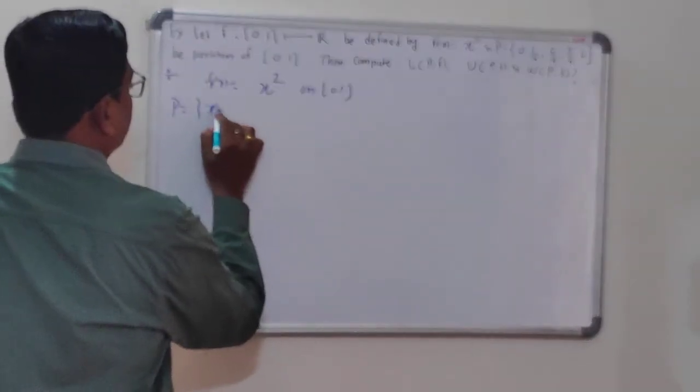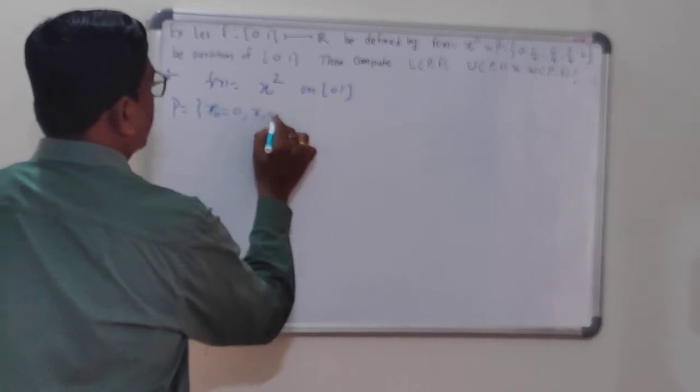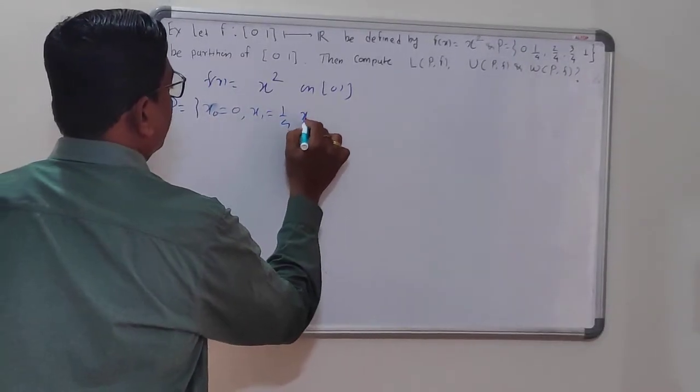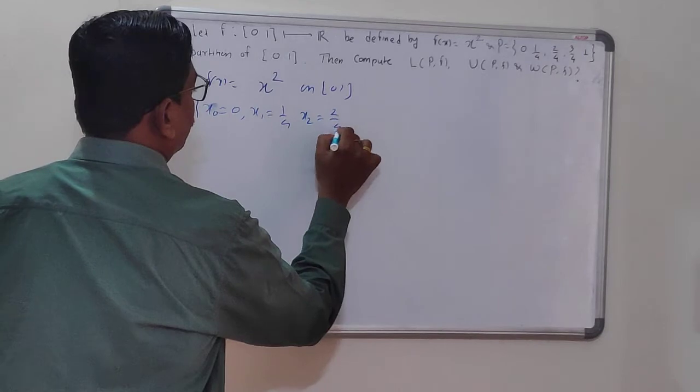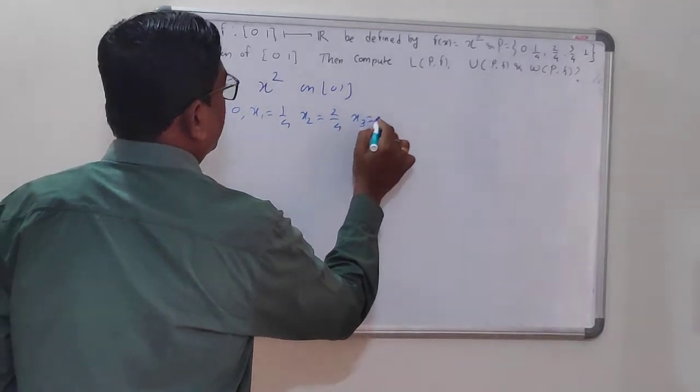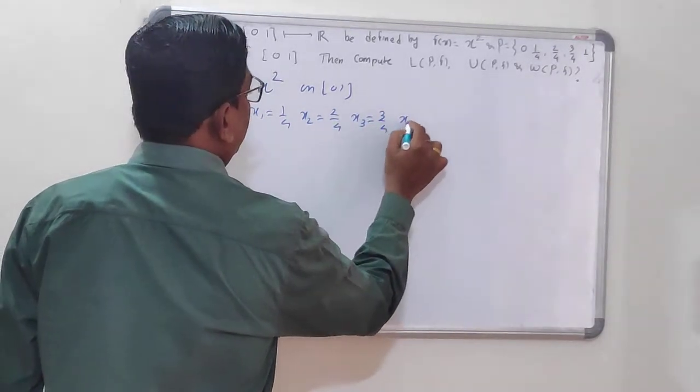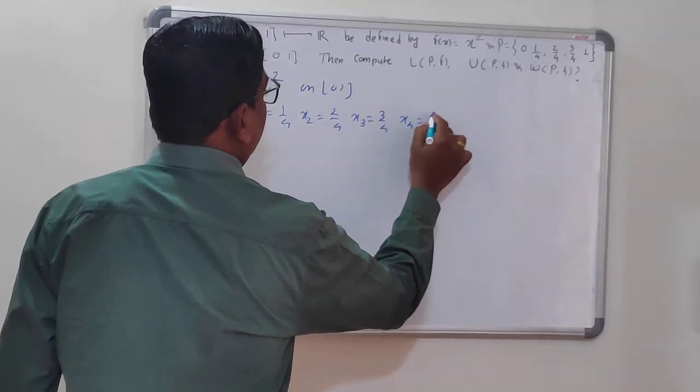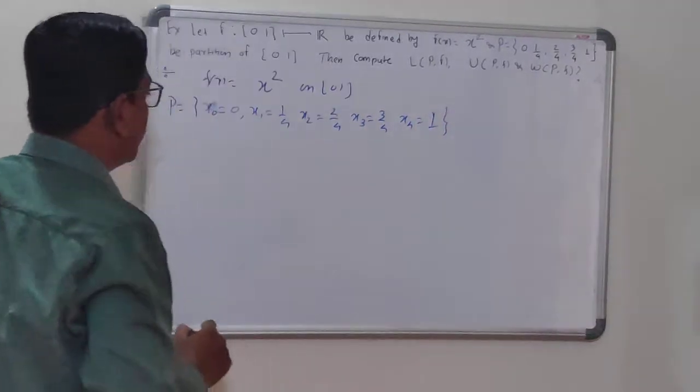So this is x0 equal to 0, x1 is 1 by 4, x2 is 1 upon 2, I will write it as 2 by 4, x3 is 3 by 4, and x4 is 1. So this is the partition.